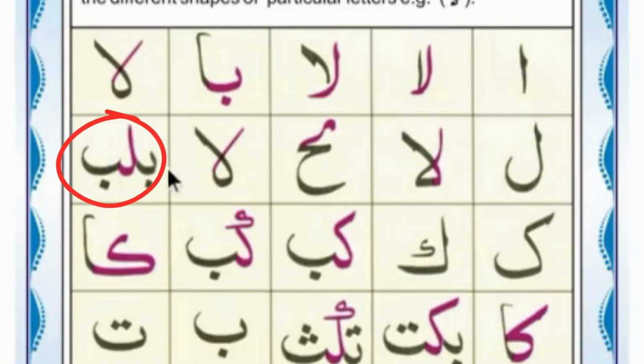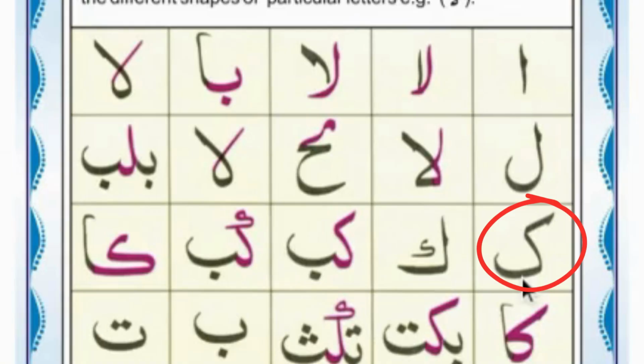Read carefully. The first letter is ba, lam, ba. It's shaped with lam in the middle and connected to the two letters. First letter is ba, and the last letter is also ba, and lam is in the middle. So ba, lam, ba.